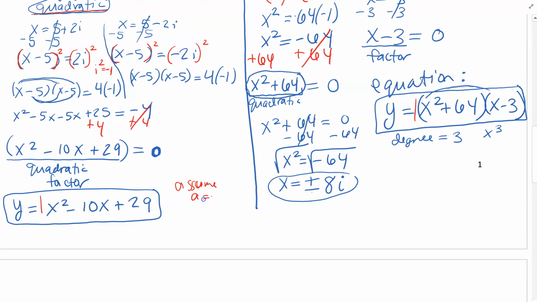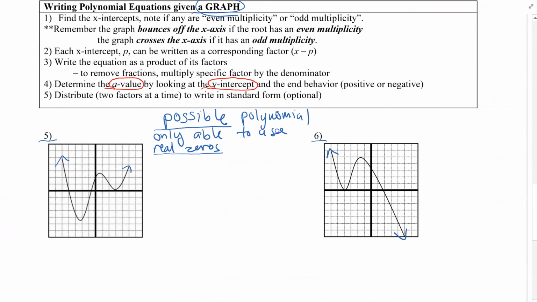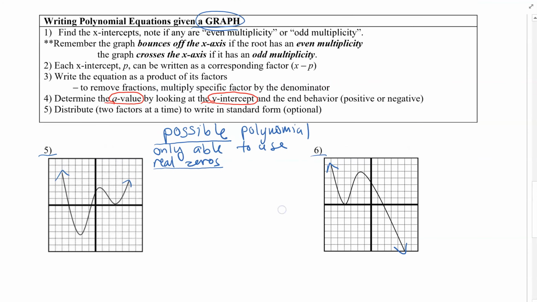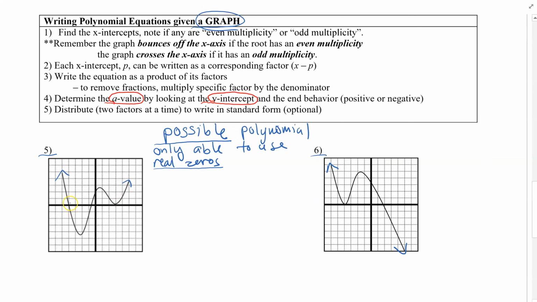So that's our limitation when we're writing the equation given roots. But when we're given a graph, we can actually figure out what a will be by looking at the y-intercept. So that'll be something extra that we have with graphs that we didn't have with equations. So let's get started. With number 5, the first thing you want to pick out are the places where the graph crosses or bounces off the x-axis, because those are your zeros or your roots, okay?